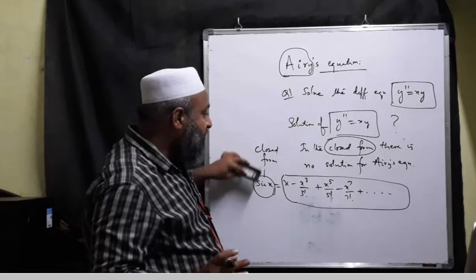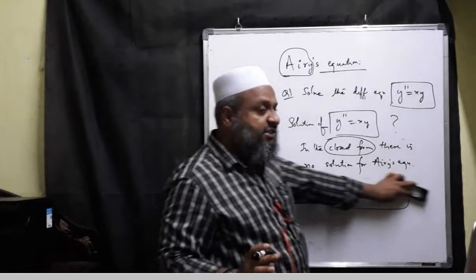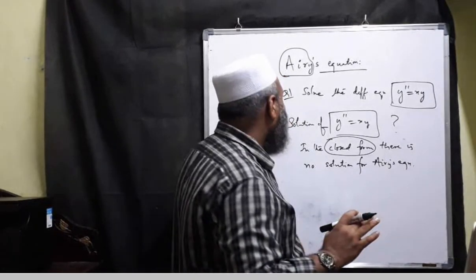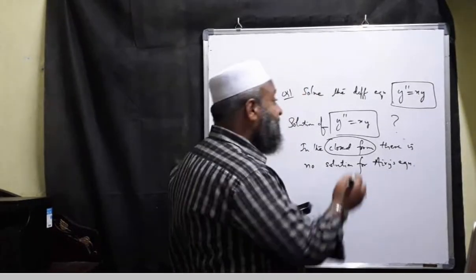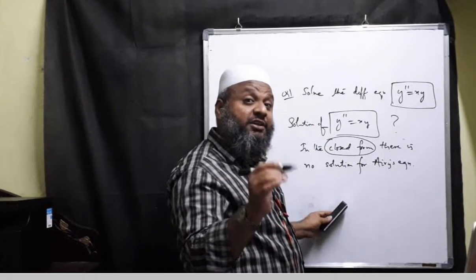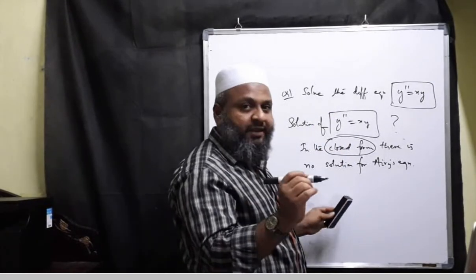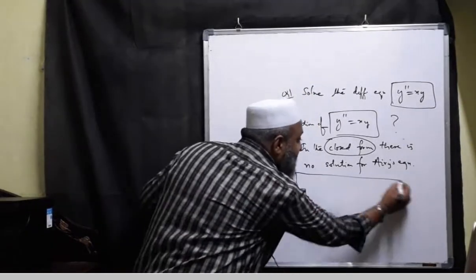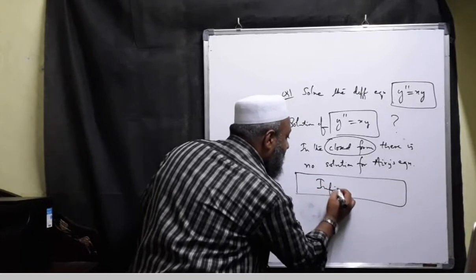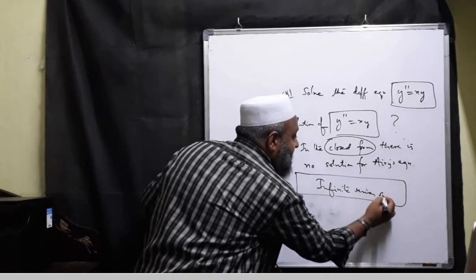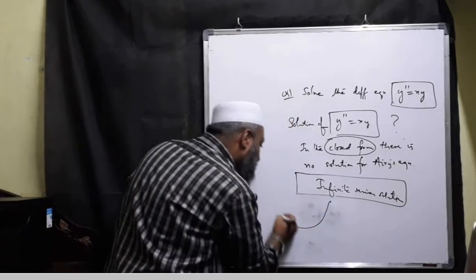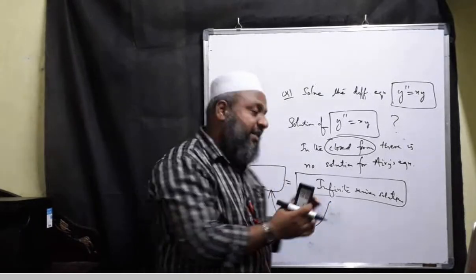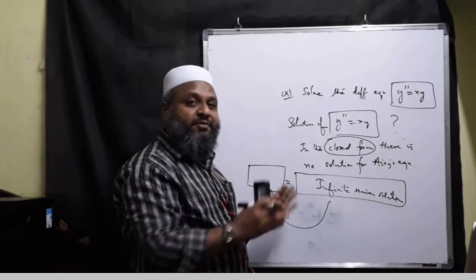Similarly, we know the closed forms for several other functions. You know the expansion of cos x, e to the power of x, and so on. The solution of this particular Airy's equation is not available in closed form. Means it will be just in the form of an infinite series. That infinite series solution will not have closed form. You cannot express it as an expression with a finite number of operations.